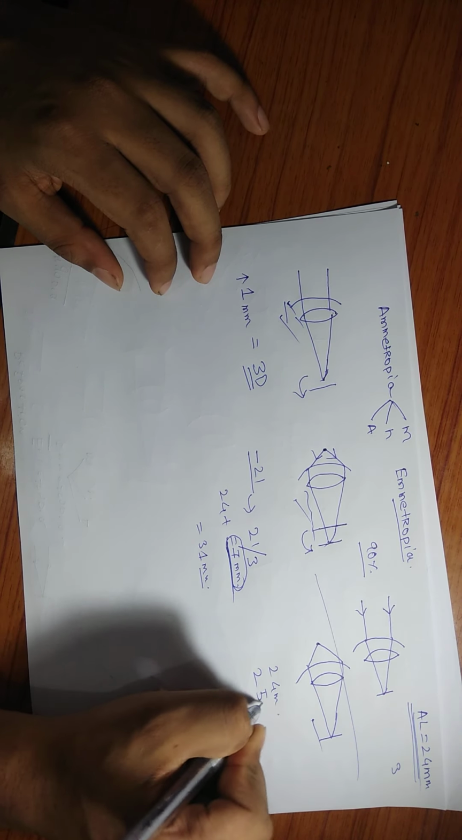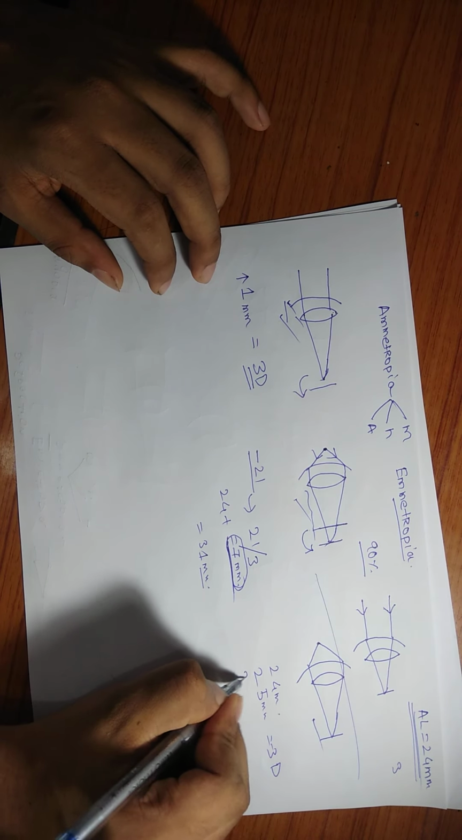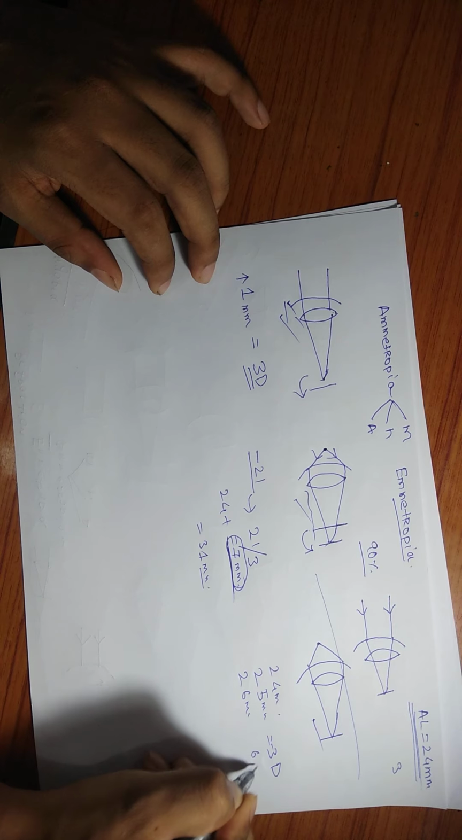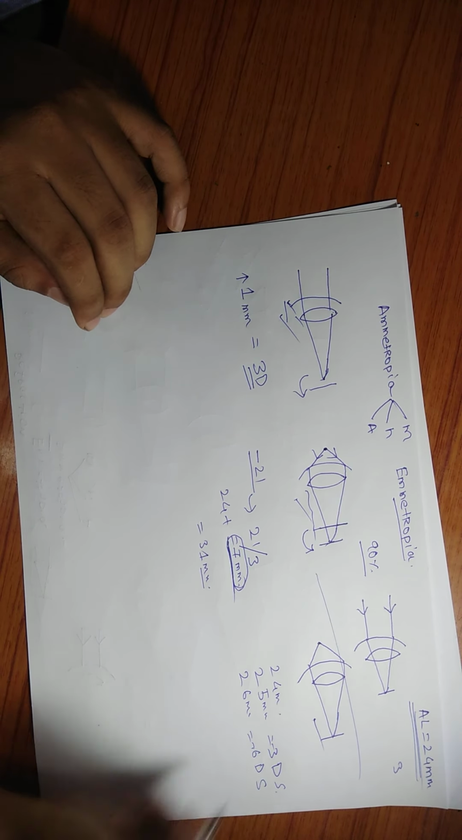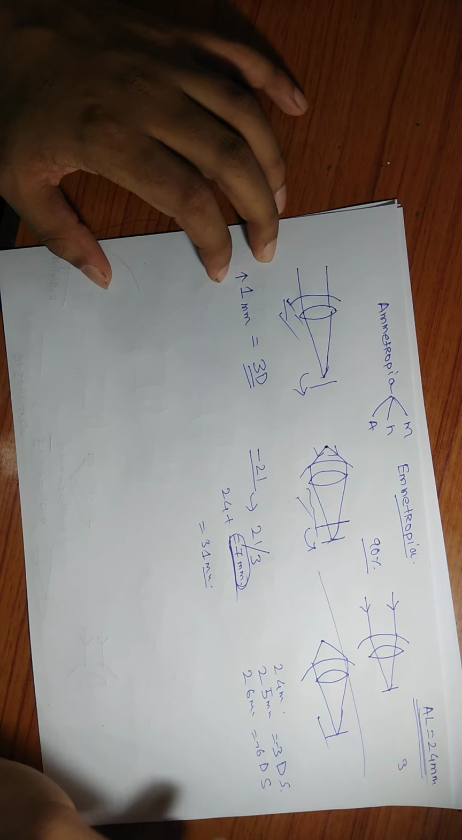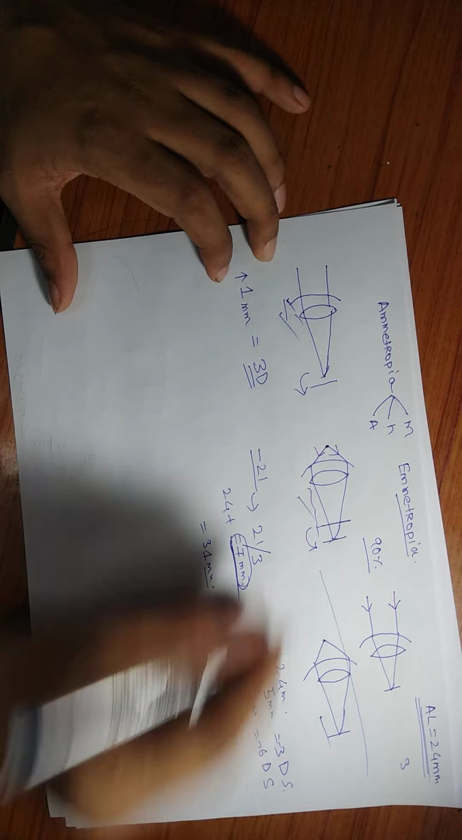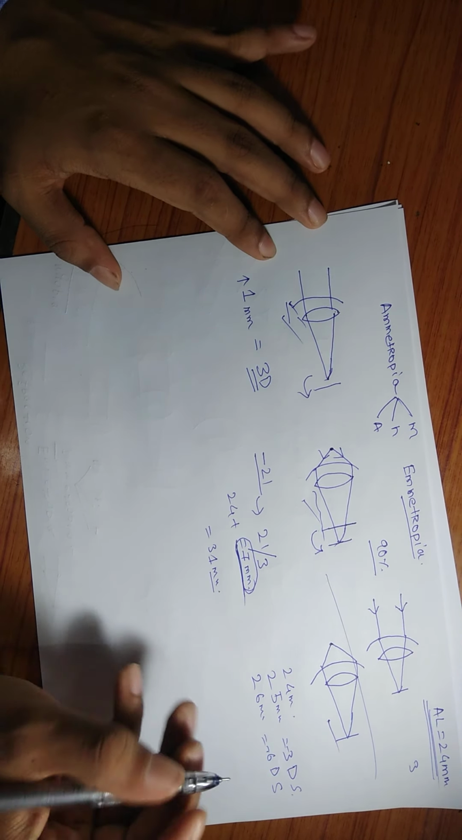Let's say the person is having 25 mm, it will give 3 diopter. If 26 mm, it will give 6 diopter. Okay, S means spherical, and minus means negative power, that is given for myopia, that is a concave lens. Okay, now we understood this. Now what is the treatment?